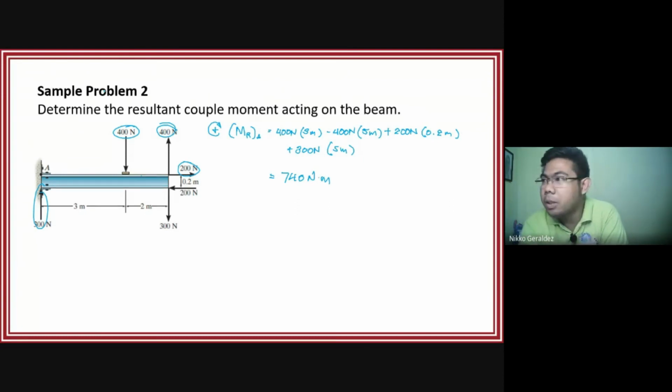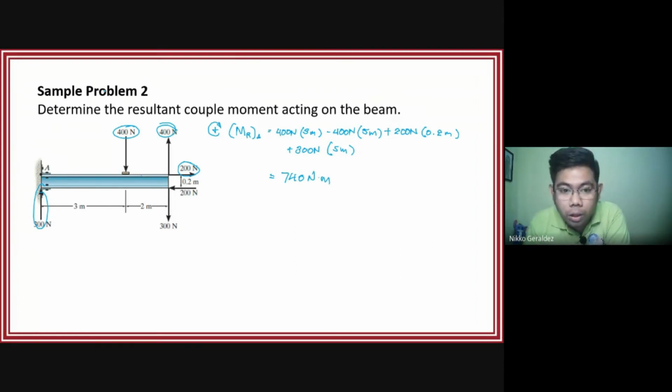Okay. Kung halimbawa, hindi sinabi sa problem na hanapin mo yung couple moment at point A, meron kang freedom na pumili, kahit saan. Any point doon sa object natin. Pag ganun, hindi sinabi kung saan mag-moment center, so pili ka ng point kung saan maraming forces na nag-act.